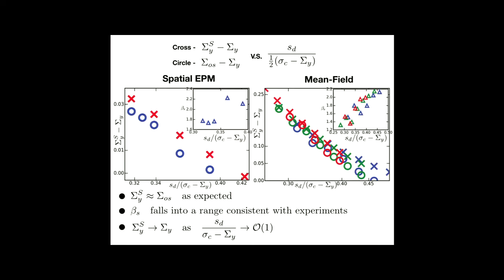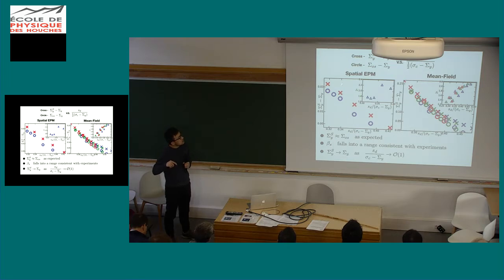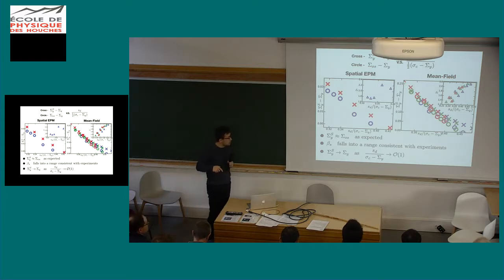And then we compare these two quantities in our two models. You can see the cross is the static yield stress and the circle is the stress overshoot, as a function of this quantity, which I will explain later. These two quantities follow the same trend and actually compare rather well for the Mean-Field model. And then we measured, in the inset, the value of the divergence exponent, which falls into a range that is consistent with the experimentally reported values.